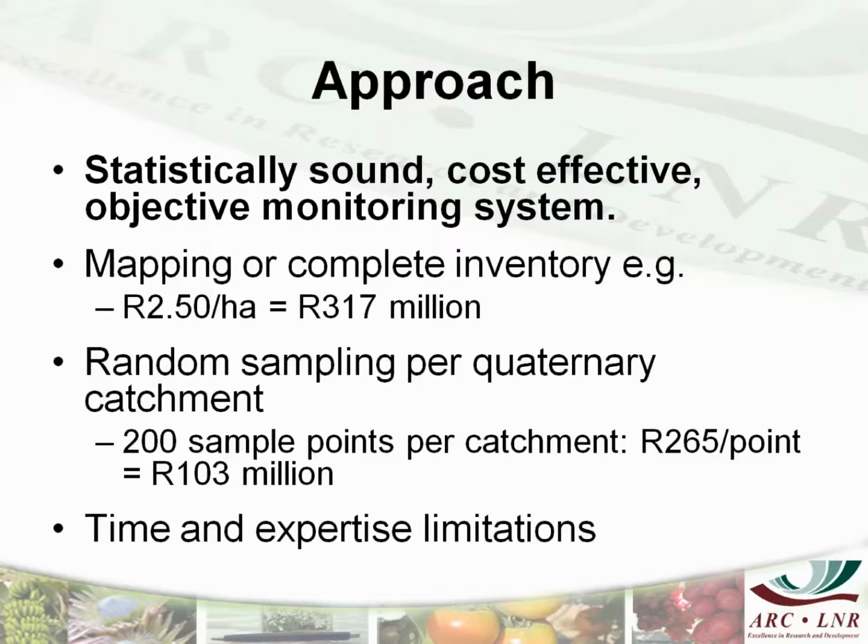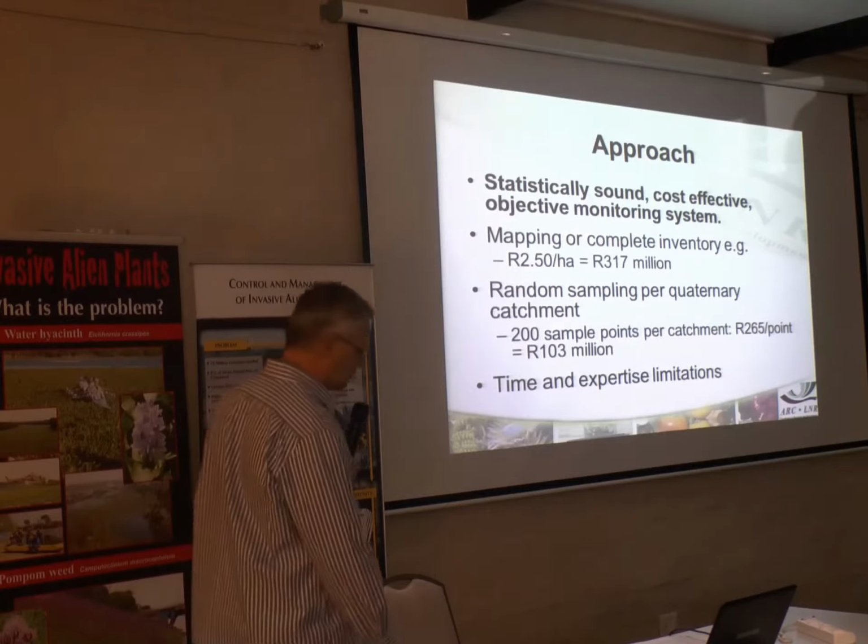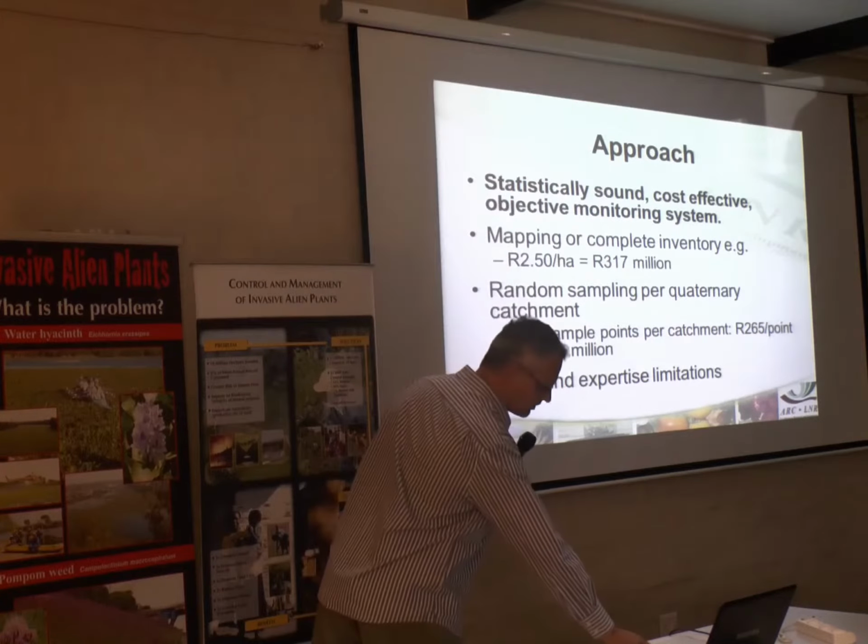We don't want to produce necessarily pretty pics, but rather a monitoring approach. We looked at the different options, completing inventory or mapping as one. Fairly expensive depending on the scale, about 300 million rand. You go down to a complete random sampling design. Once again, you're going to invoice somebody with about 100 million rand. Obviously with this you've got time and also expertise limitations. You're not necessarily going to find the people to spend that amount of time in the field.